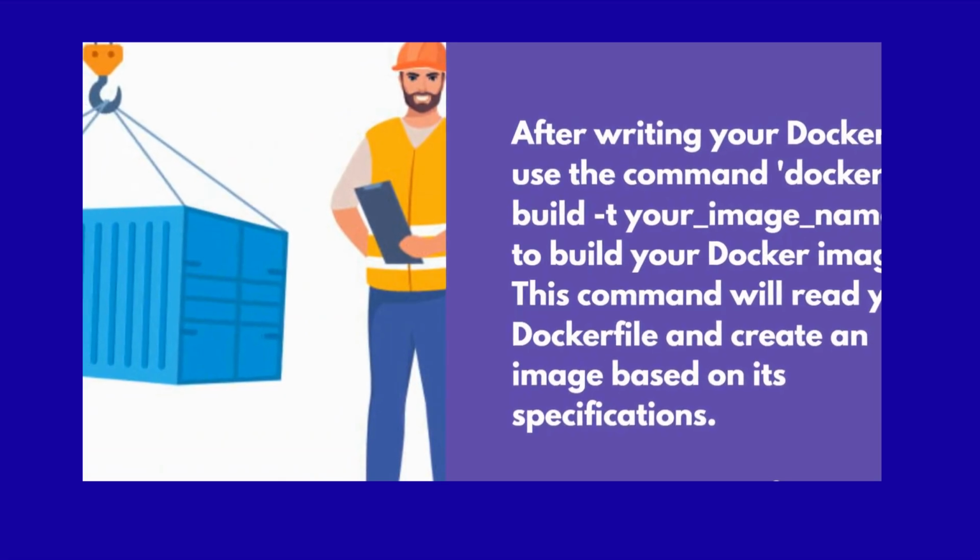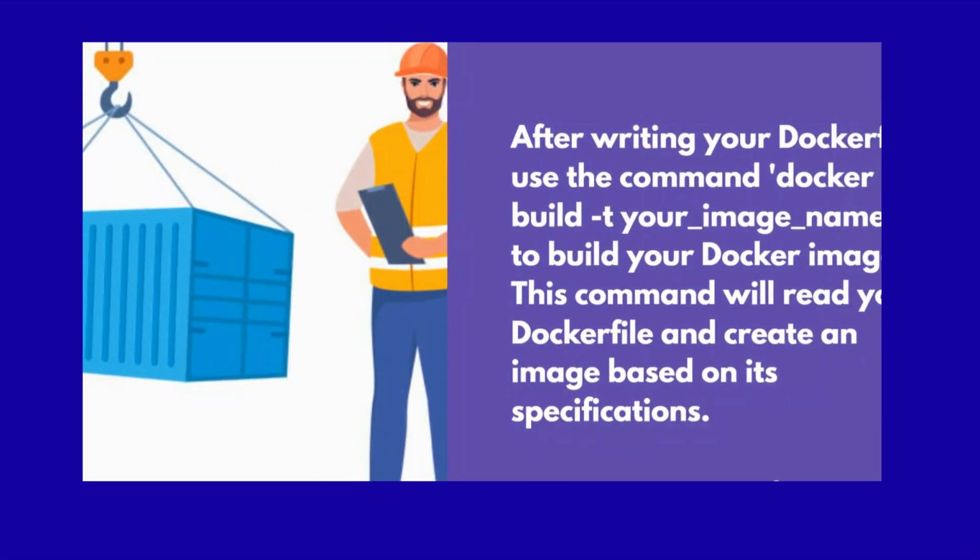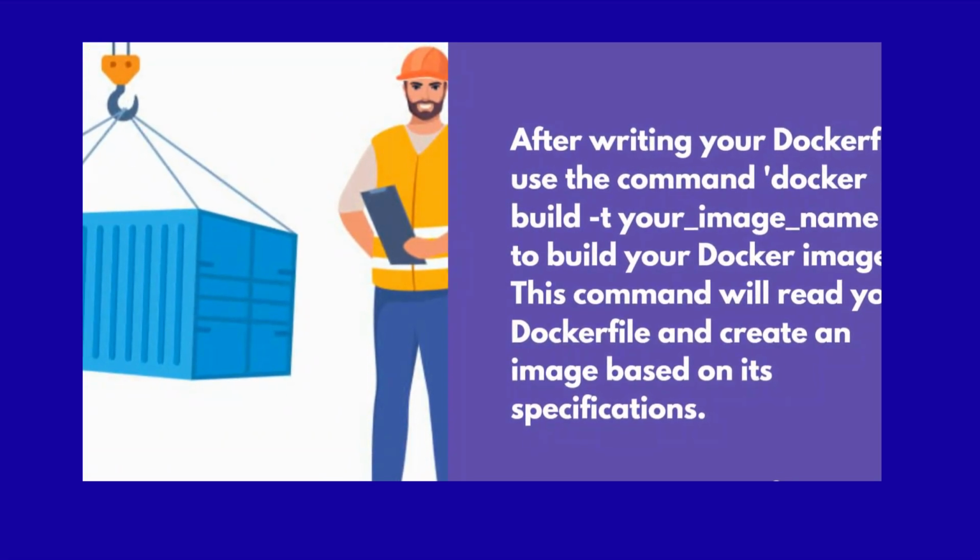After writing your Dockerfile, use the command docker build -t image_name to build your Docker image. This command will read your Dockerfile and create an image based on its specifications.